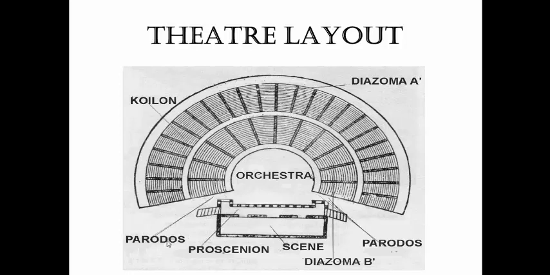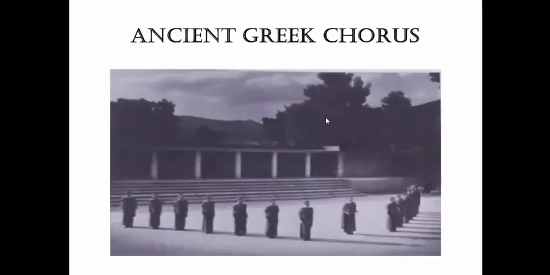These things called the parados were the side entries that the actors would come on stage through. You'd have this thing that's called the scene. That is where the actors would go backstage if they needed to change costume. So that's pretty much the set.